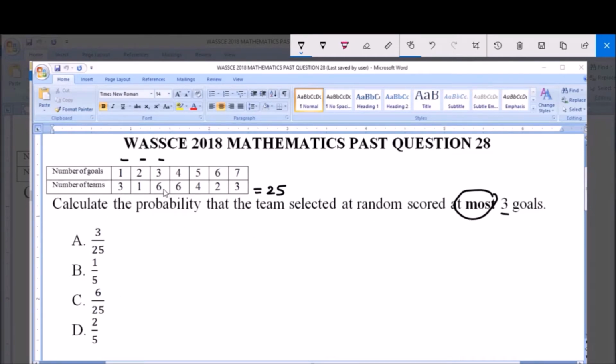So, the probability now that the team selected at random scored at most 3 goals will be equal to the probability of the team that scored 3 goals plus the probability of the team that scored 2 goals plus the probability of the teams that scored 1 goal, and that will be equal to 6 over 25 for those that scored 3 goals plus 1 over 25 for those that scored 2 goals, and then plus 3 over 25 for those that scored 1 goal.